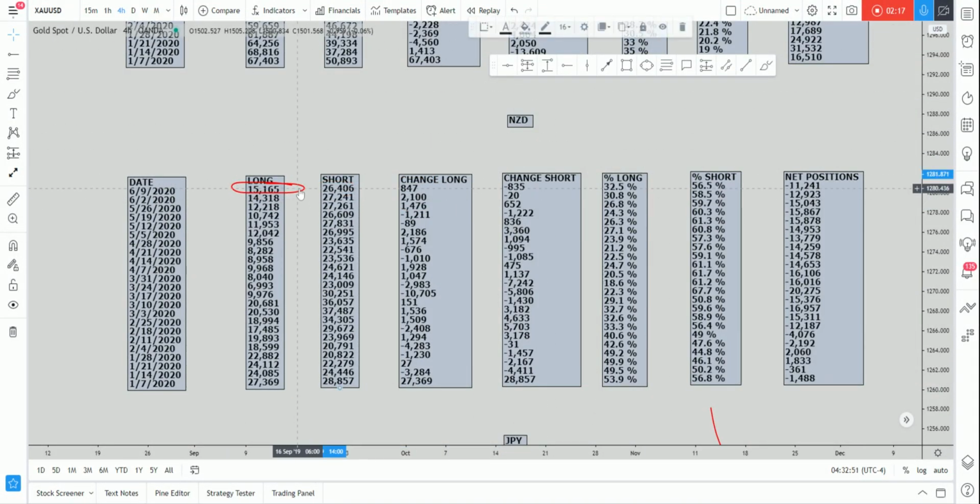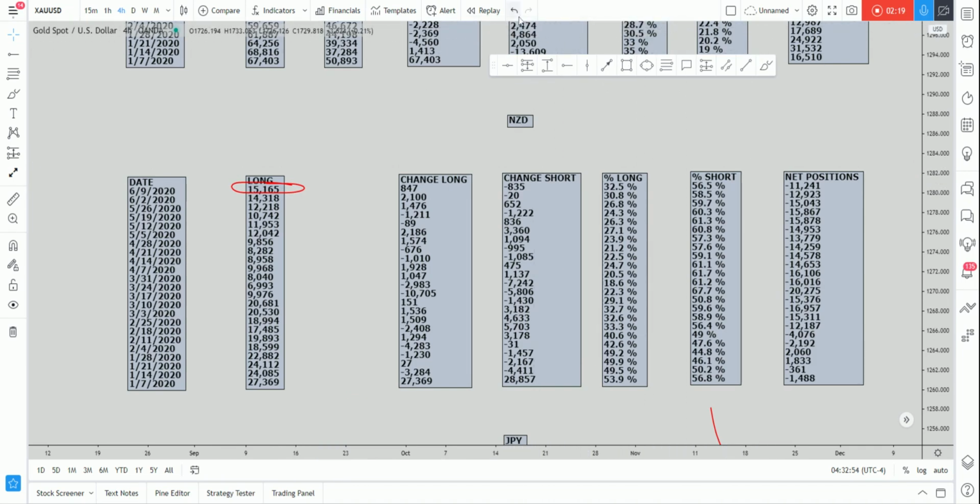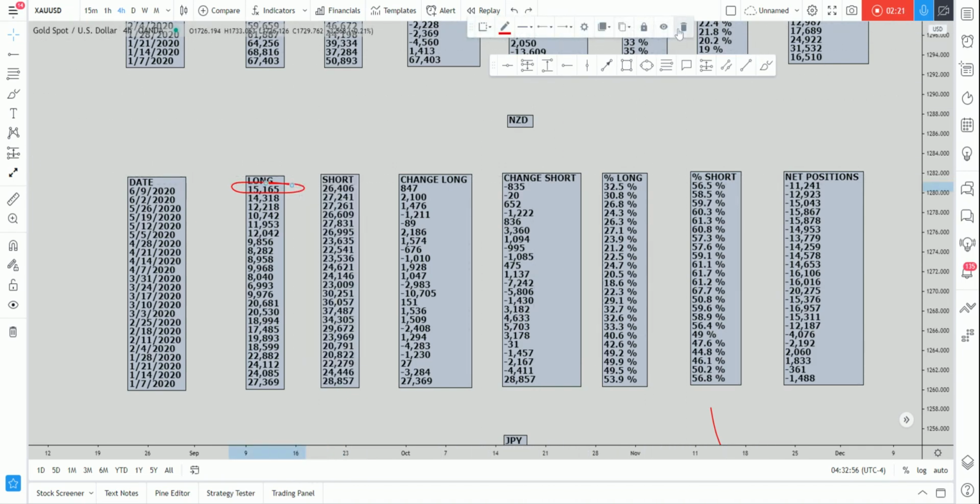Now on NZD, what we can clearly see is that with the last reports, hedge funds have been adding more longs, almost 4K long positions. And if you check the shorts, you can see that they have also closed some shorts. So in the short term, we can expect some NZD strength. Net positions more or less remaining the same, so not a huge shift.